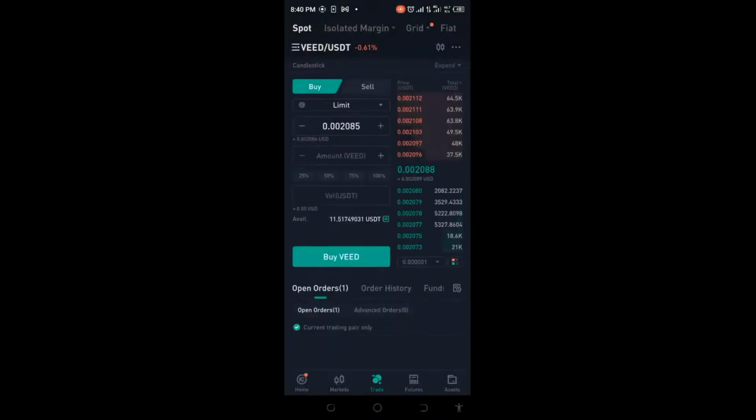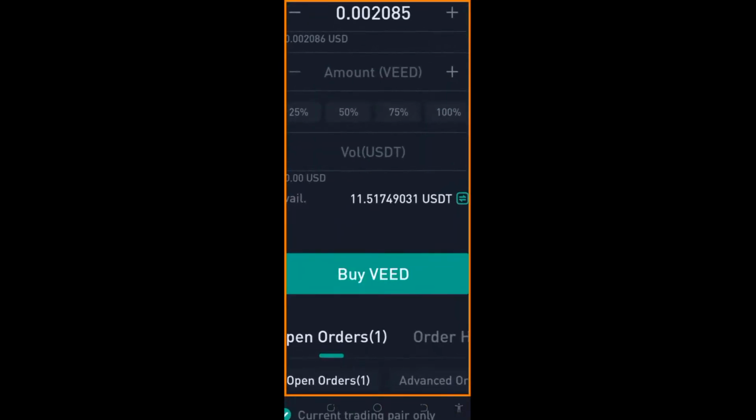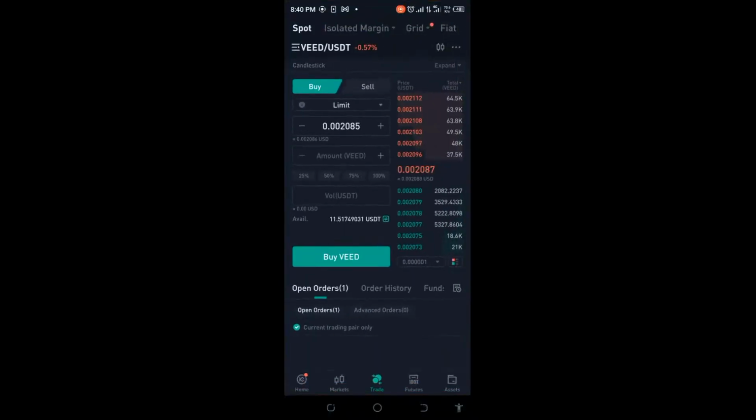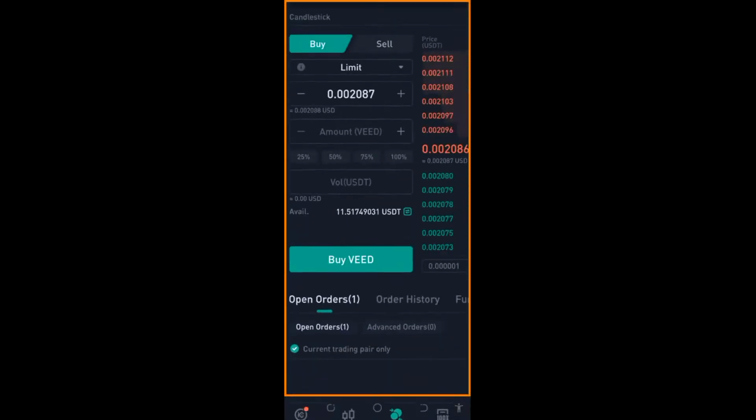Okay, so I've put in my verifications and let's see how it went. We have 11.51. Actually, we should have gotten more, but as you can see, the price has been fluctuating up and down. We were able to sell it at 0.002085. That's how much we sold it. Now it changed to 87. It will keep on going up and down, right? Now, the truth of the matter is, we started out this trade with 11.47.